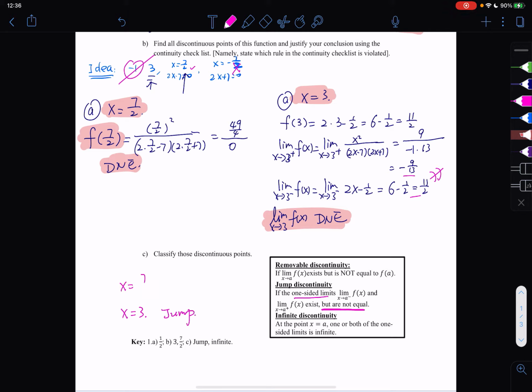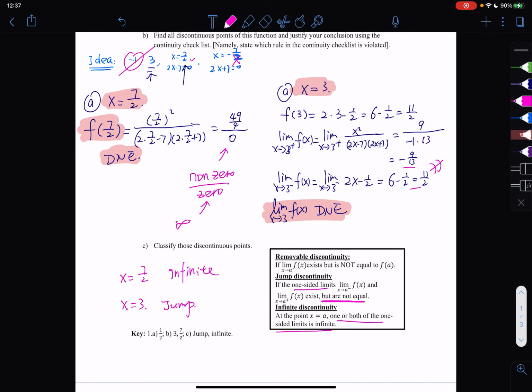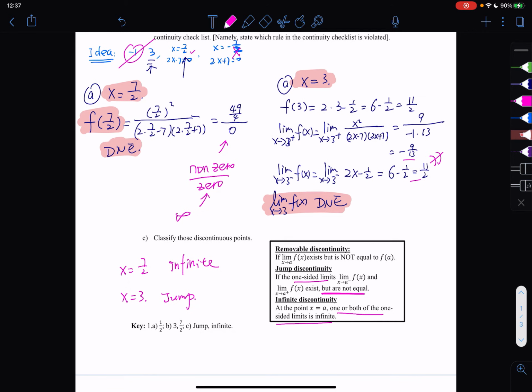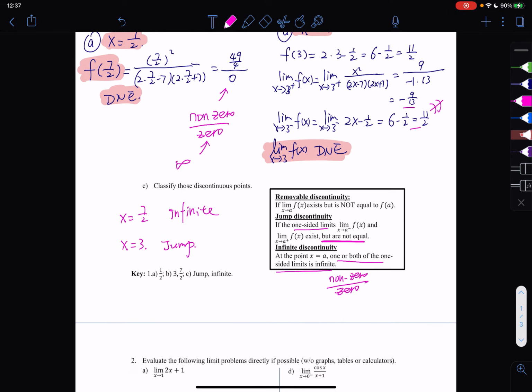At the point of 7/2, you end up with something non-zero over 0. We said if it were a limit problem, that means it blows up to infinity. So this is an infinite type of discontinuity, right? One or both sides of the limit go to infinity. So when you do substitution, you realize it's non-zero over 0 type, technically, and that leads to infinite discontinuity.